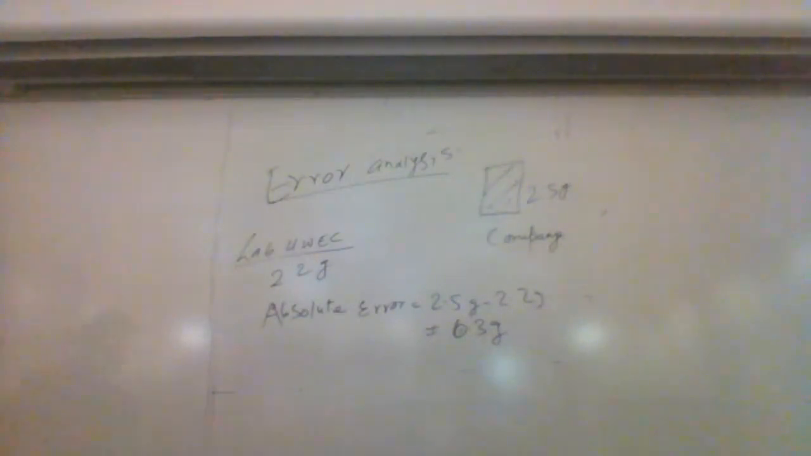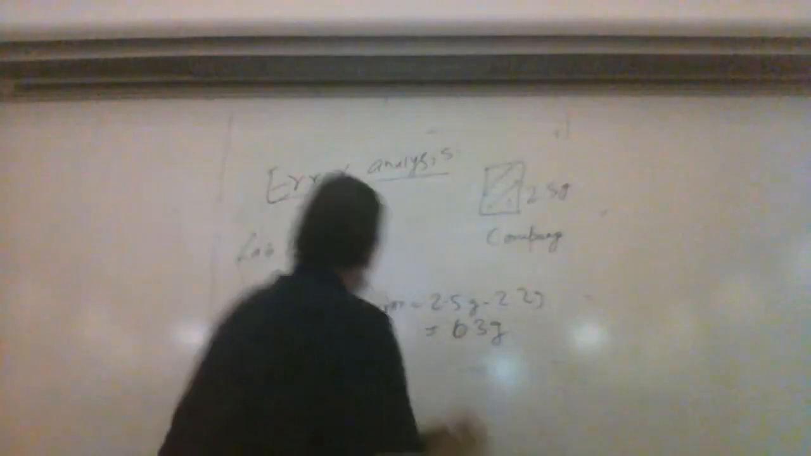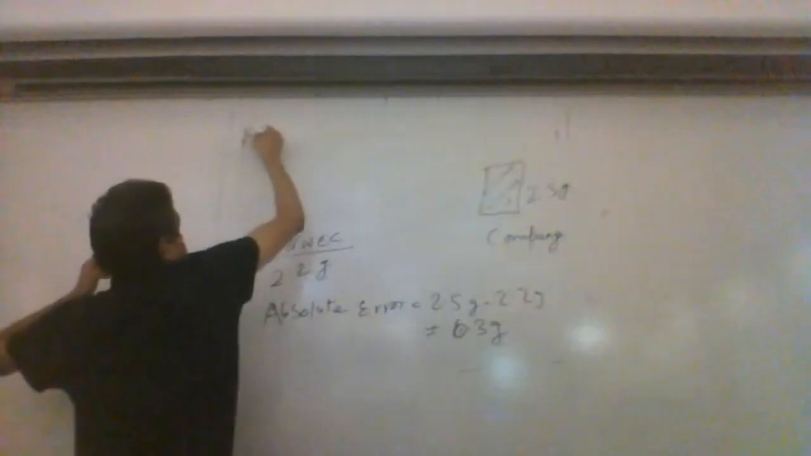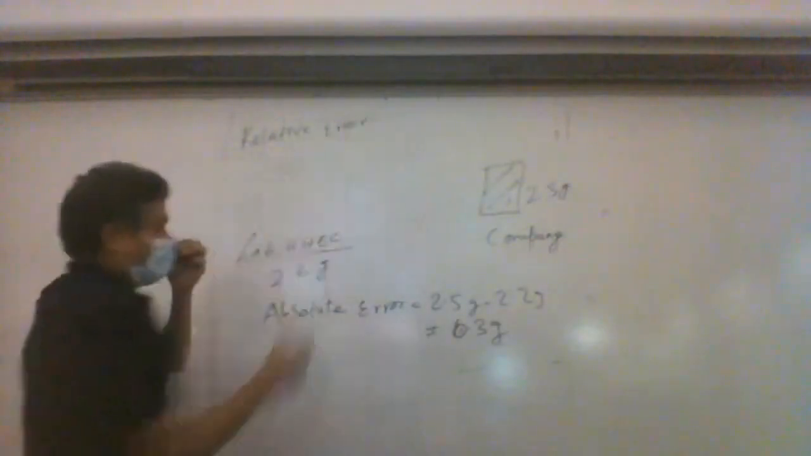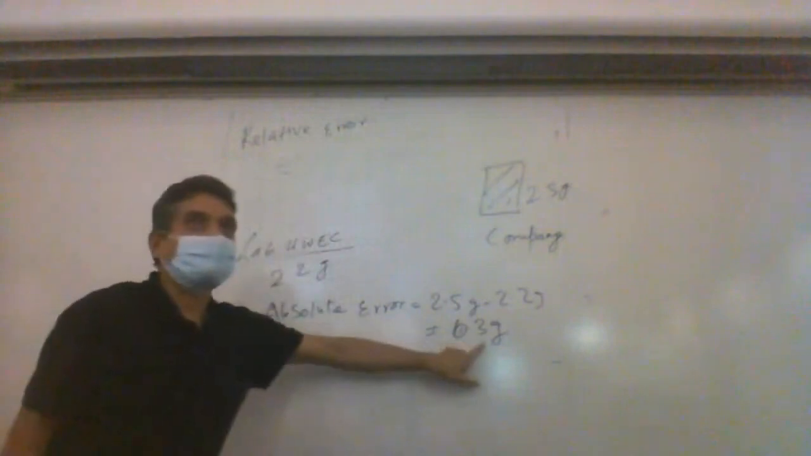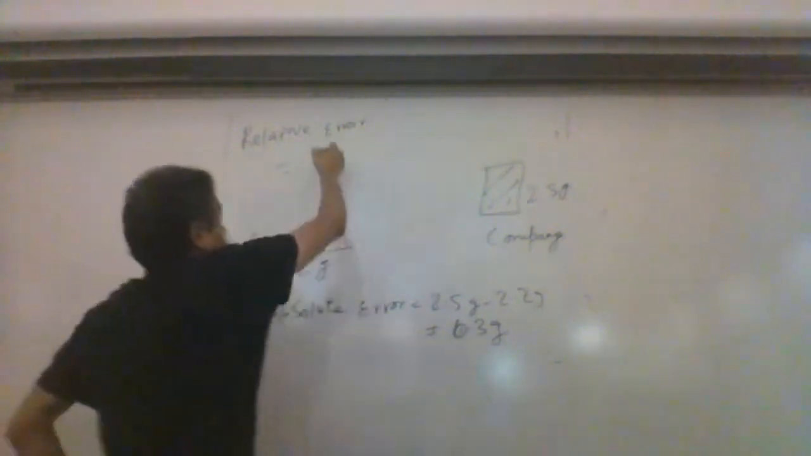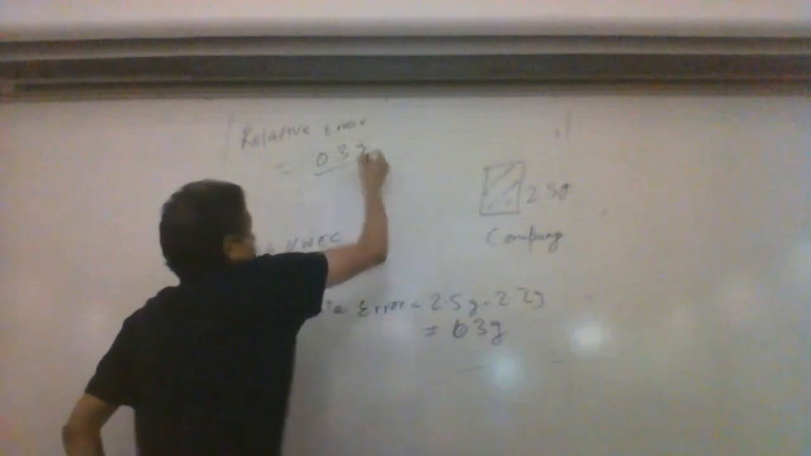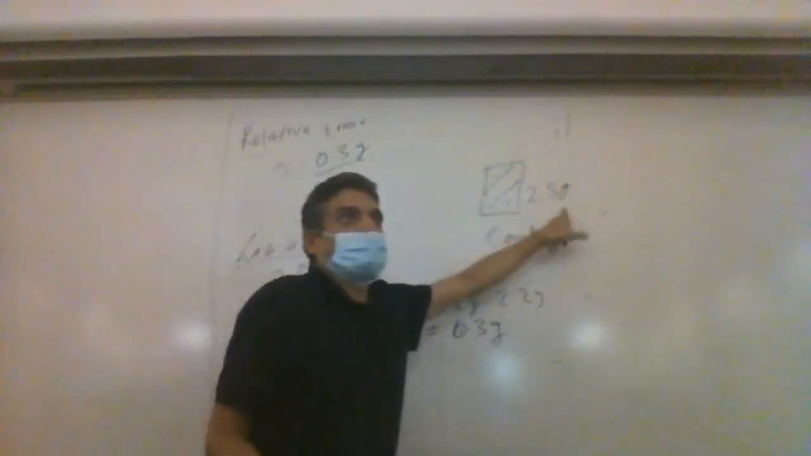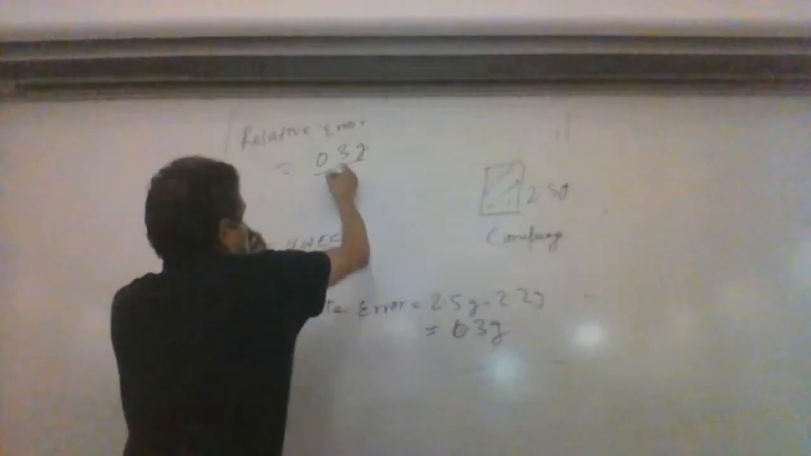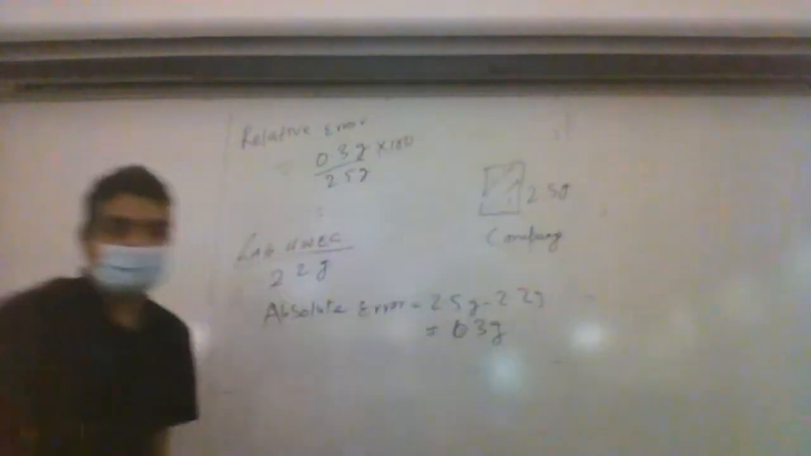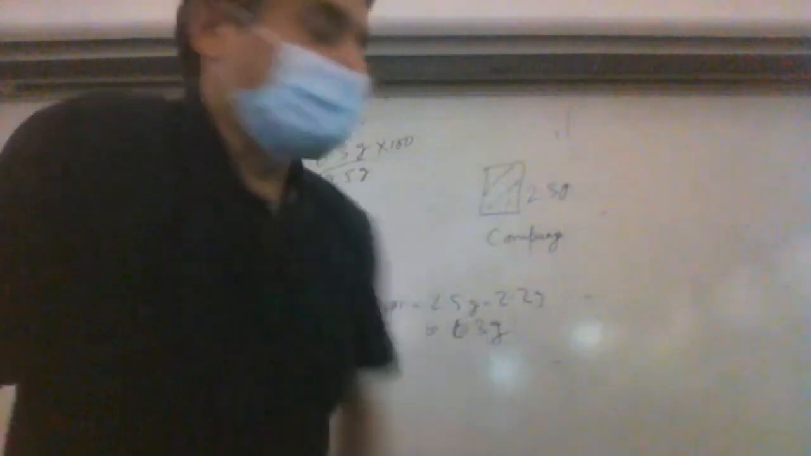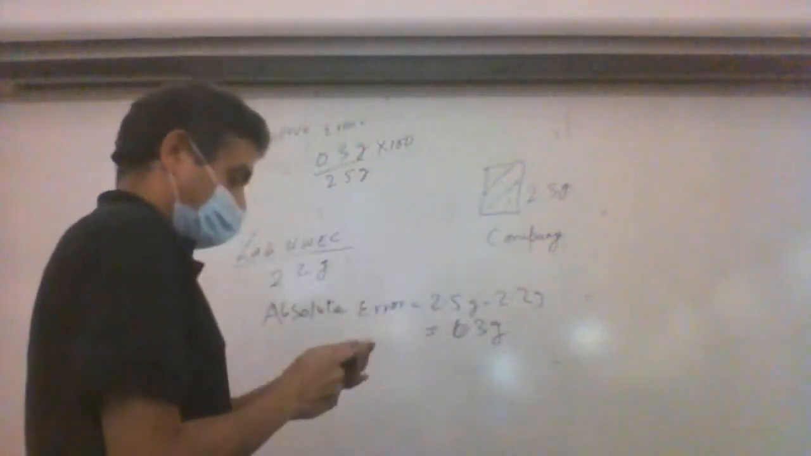Now I check the relative error, and then we go home. Relative error is important. Take the absolute error value here, 0.3 gram, divide by the true value, 2.5 gram, and multiply by 100. So what number comes out?